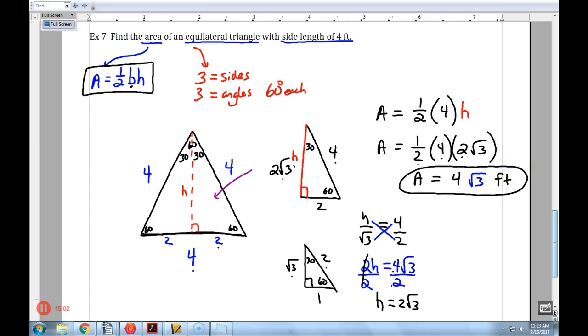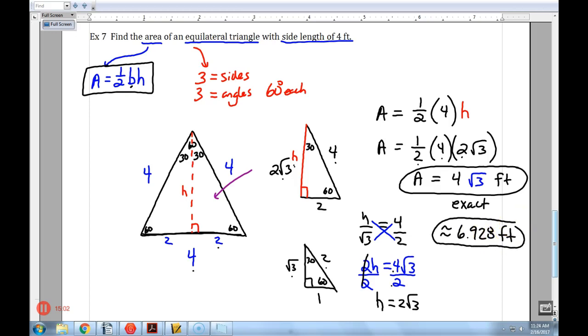Now this would be the exact answer. This would be something that the SAT or ACT would probably prefer. We could actually multiply this one out and get 4 times the square root of 3, and that is approximately about 6.928 feet.